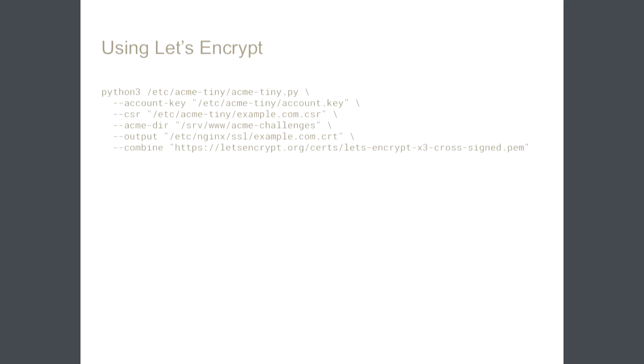This is the Let's Encrypt or ACME Tiny script that we use at djangoproject.com and I use for my own sites. It's a slight variation of the ACME Tiny script, as in I added a bit of support for systemd and a couple of other tiny things. You provide your account key, the signing request, you tell it where to put the challenges and where to put the certificate, and yeah, you're pretty much done.